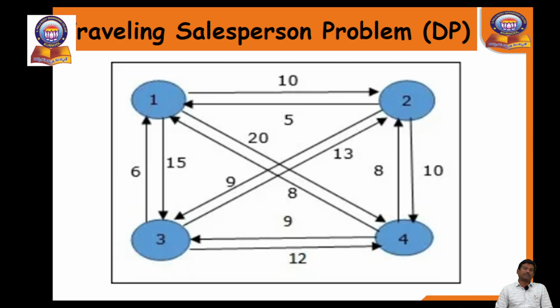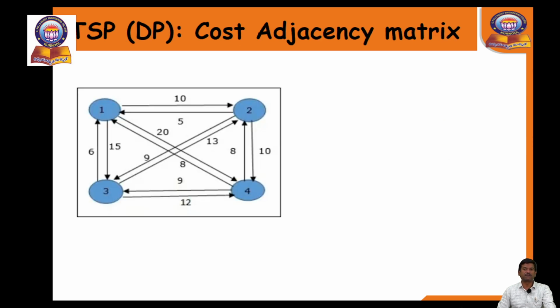So assume the traveling salesperson problem. Here you can observe there are 4 vertices or cities, that is city 1, city 2, city 3, and city 4, and the edge costs are also associated, such as from city 1 to city 2, city 1 to city 3, and city 2 to city 4. There are various edges with costs associated. How do we solve this problem? The first thing is to find the cost adjacency matrix, because a graph has been provided and you have to convert it into the cost adjacency matrix.